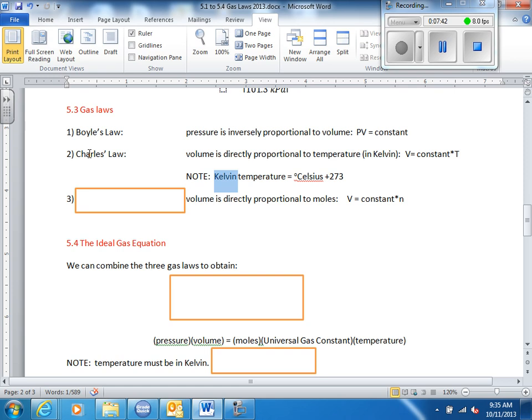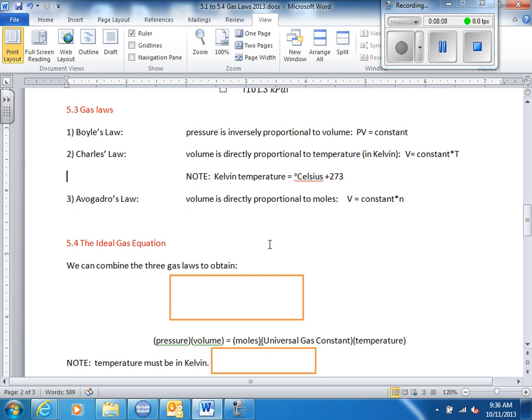And we can use Charles' law to actually find out what we can extrapolate down to absolute zero. We can't actually get there. No one has. We've gotten very close, but not actually absolute zero. What you do is you plot volume versus temperature in Kelvin units, and then you extrapolate down to zero volume, and that gives you absolute zero temperature.